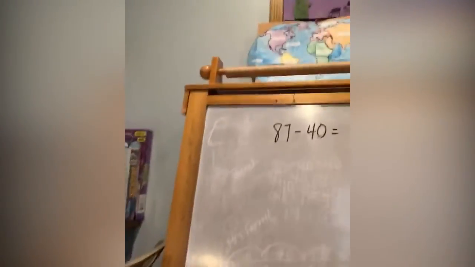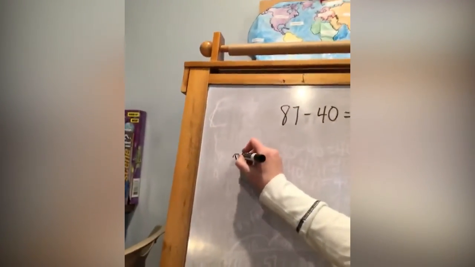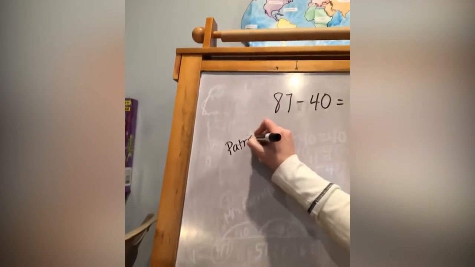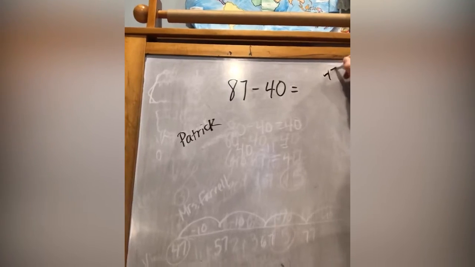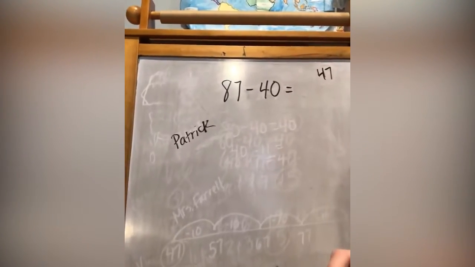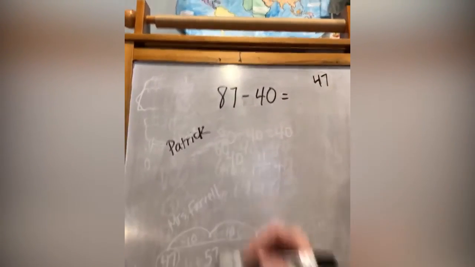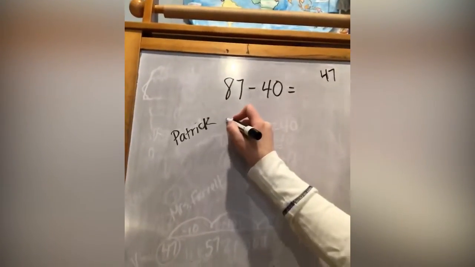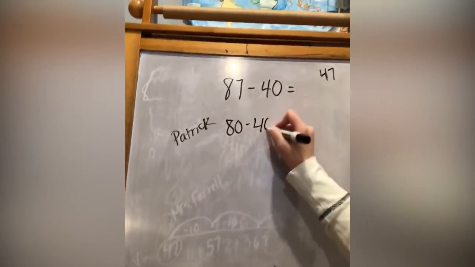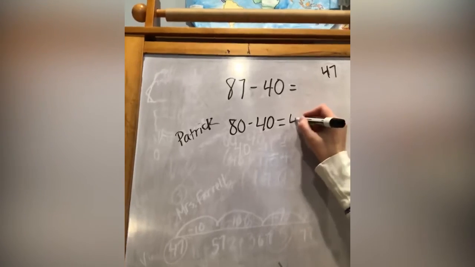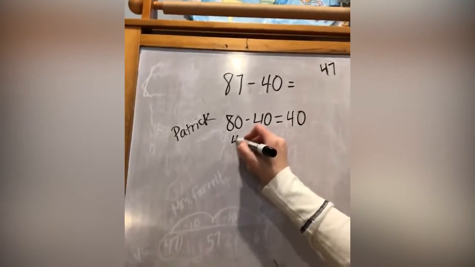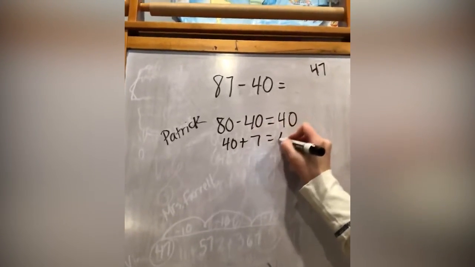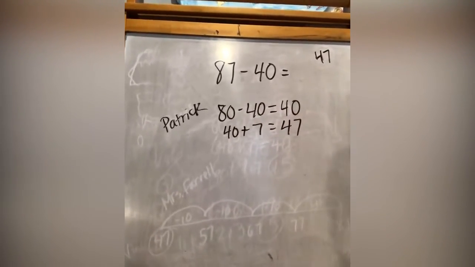So Patrick shared a strategy with me. He thought that the answer to this was 47, or the difference was 47. So now his strategy was to take 80 and subtract 40, which gave him a difference of 40. He then went ahead and added 7 more back in and got a difference of 47.